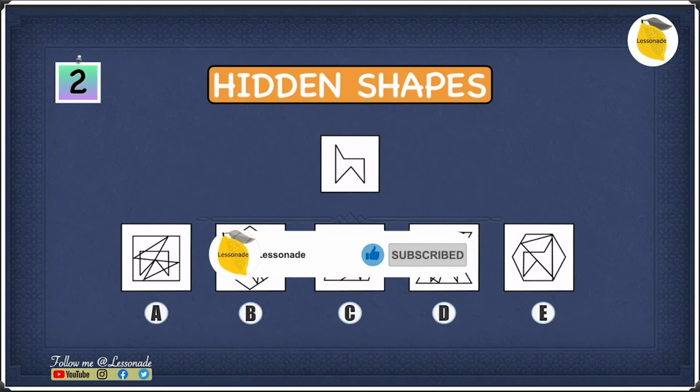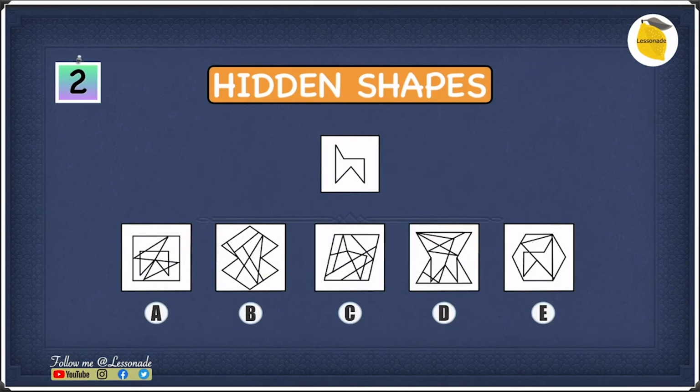Now let's have a look at this example, and in this example we have a shape, and this shape has been hidden in one of the options below. We need to find which one of these options has the hidden shape. Also, this shape can be rotated when it is hidden, but it cannot be reflected. So if we do find an option in which this shape has been reflected, then we cross the option off.